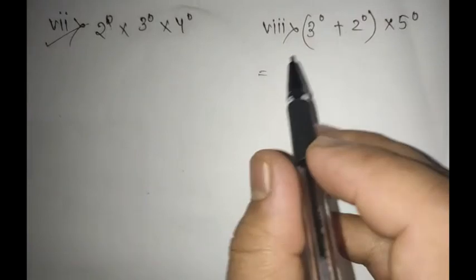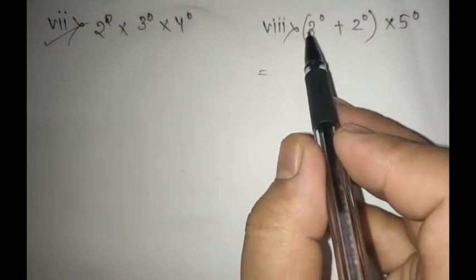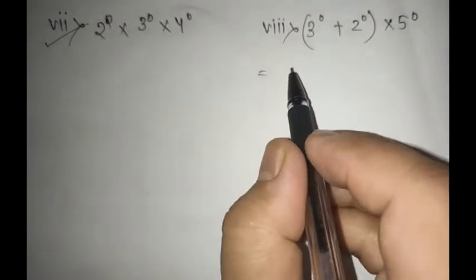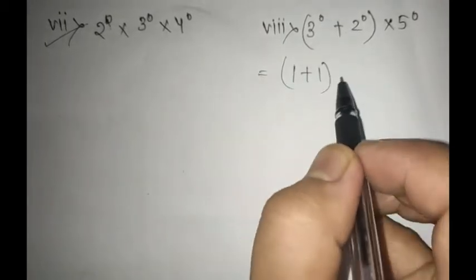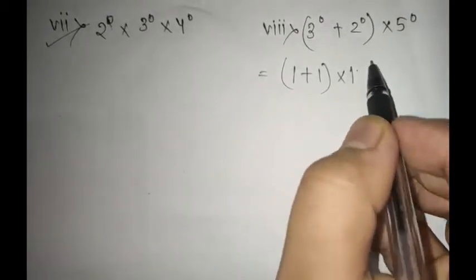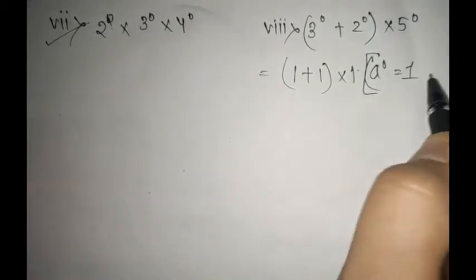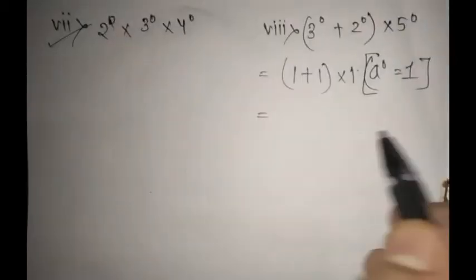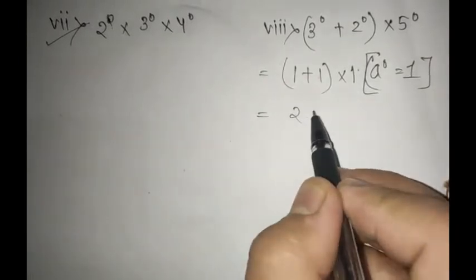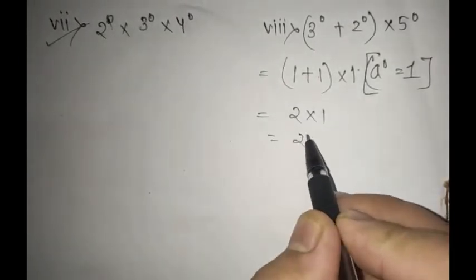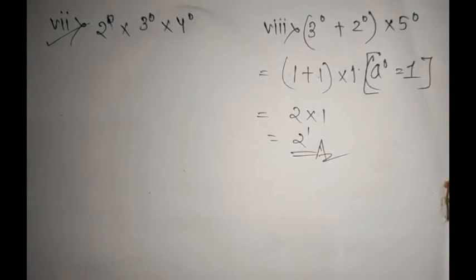Okay, so I'm moving on to part 8. So 3 to the power 0 plus 2 to the power 0 is 1 plus 1 we can write, into 5 to the power 0 which is also 1. Since we can write in the bracket that a to the power 0 is 1 according to the laws of exponents, 1 plus 1 is 2 into 1 is equal to 2. 2 to the power 1, or 2 simply, you can write.